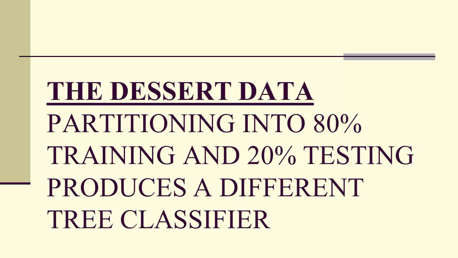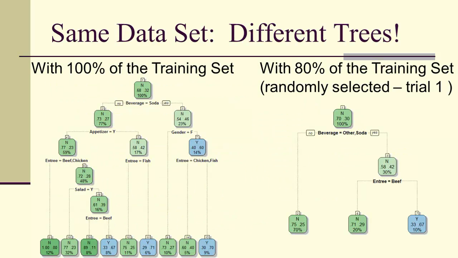Now let's notice something else. The dessert data, when we partition it into 80% training and 20% testing, we actually wind up with a different tree classifier. So here's the same data set with 100% of the data compared to the decision tree we get with 80% of the data. And notice I'm using the new rattled way of drawing decision trees to better illustrate what's going on here.